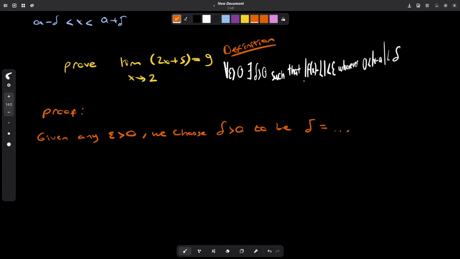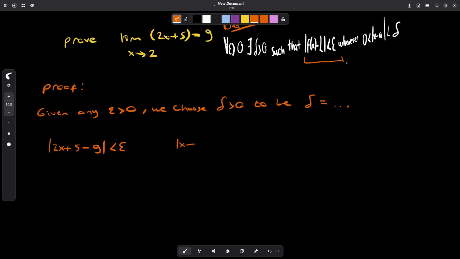Let's continue. What is it saying? Absolute value of f(x) minus L is less than epsilon. Okay, what is my f(x)? 2x plus 5, right? And minus L. What is L? 9. Oh, right, good. This is less than epsilon whenever absolute value of x minus a, what is my a? 2? This is less than delta.